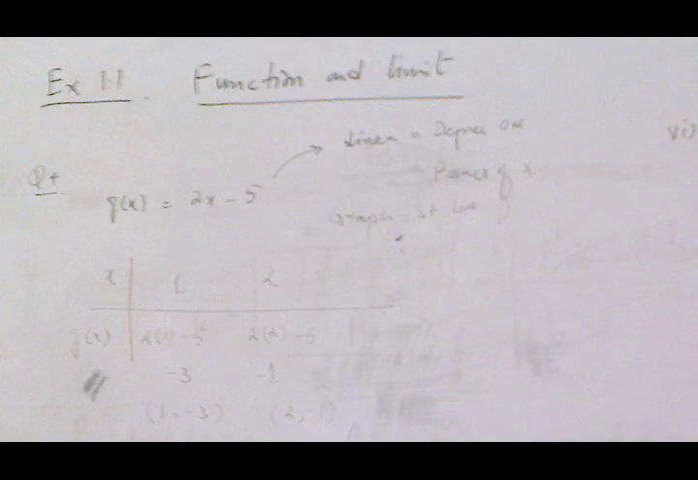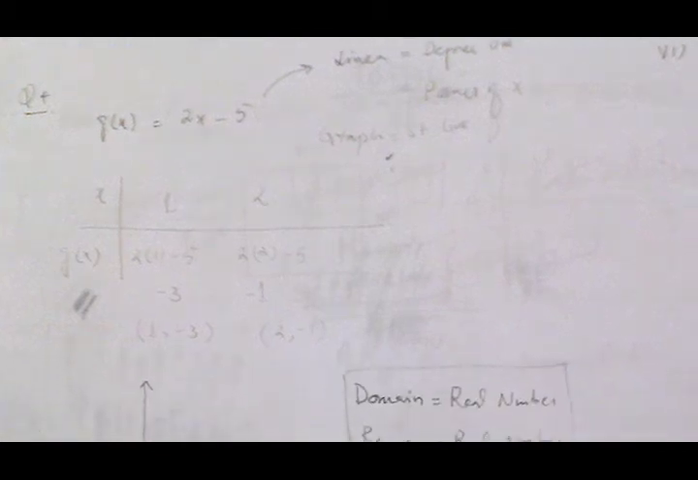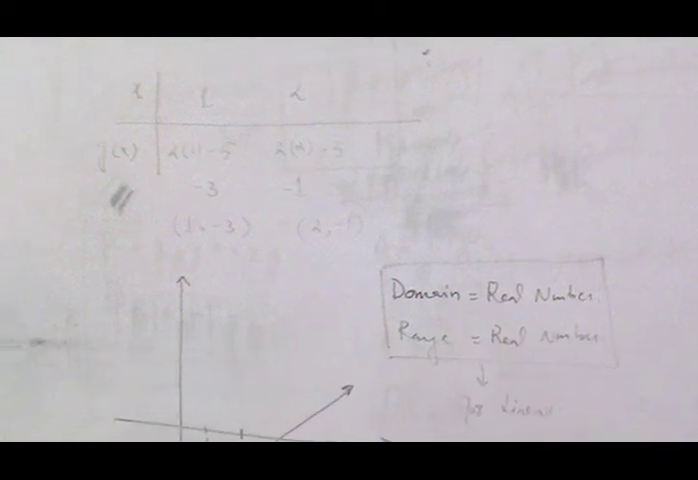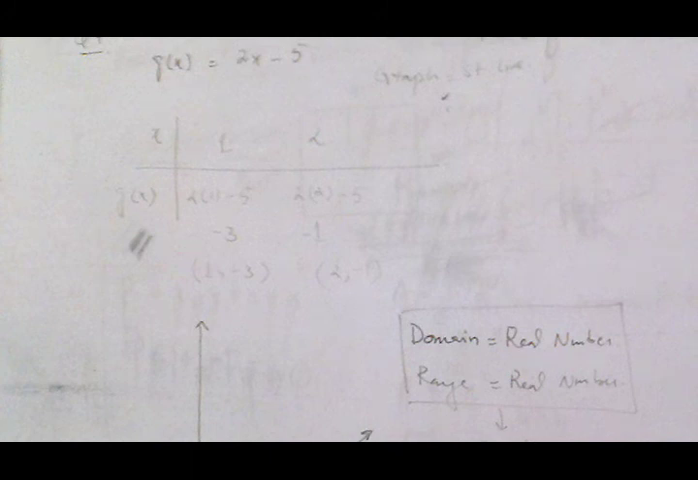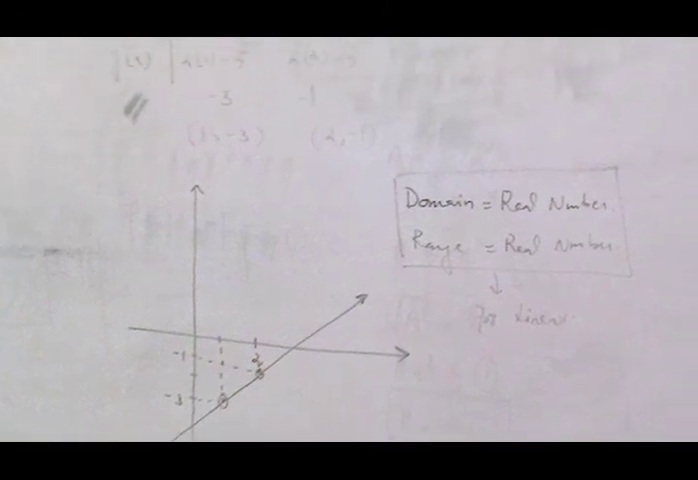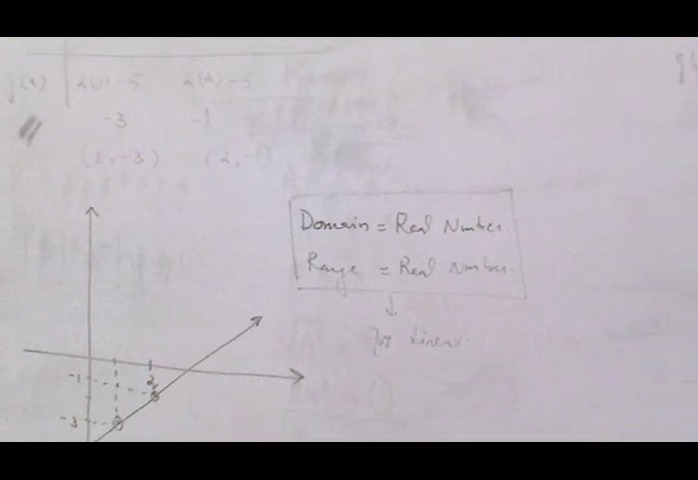In this question, we find the domain and range and draw the graph. We have 2x minus 5. It is a linear function as we read in the examples, and its graph is a straight line. We put any three values in this, or at least two values for a straight line. We draw its straight line. When we put 1, it gives minus 3, and when we put 2, it gives minus 1. We draw these values. For a linear function, domain and range are always real numbers.